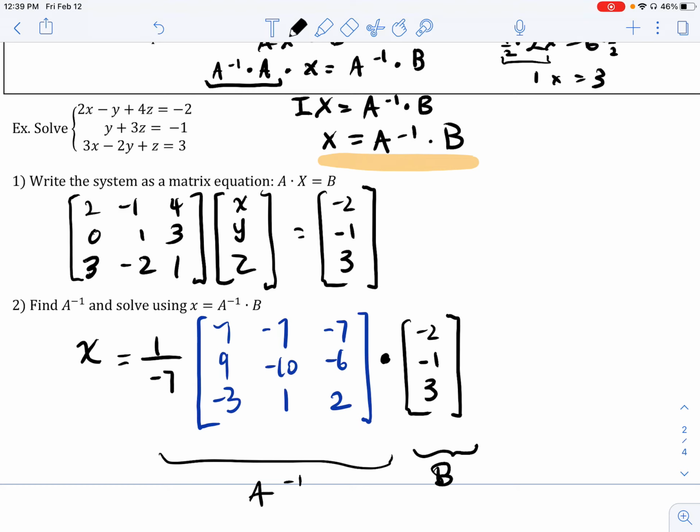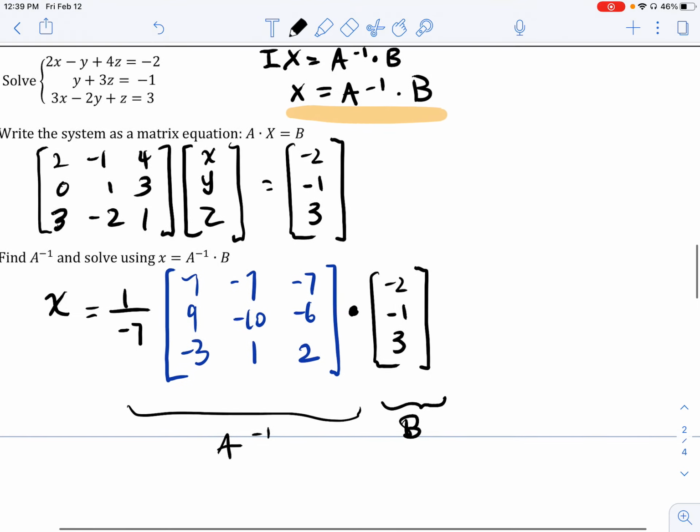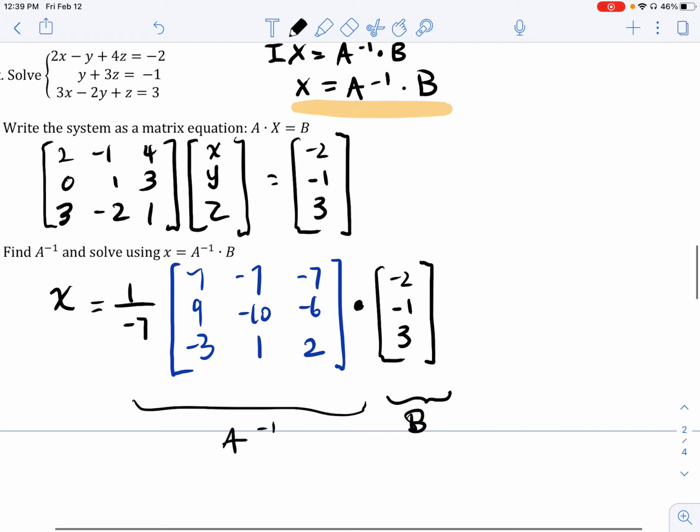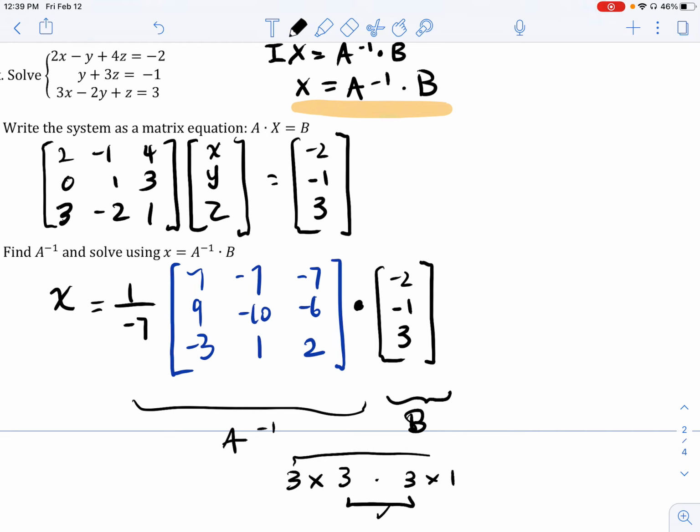So what that is going to look like, and again, can we multiply this? This is a 3 by 3 times a 3 by 1. I apologize, not a 3 by 2, a 3 by 3. This can be multiplied because these values are equal. This result is going to be a 3 by 1 matrix. So we're going to say this is equal to the following. And I'm going to still leave that -1/7 on the outside.